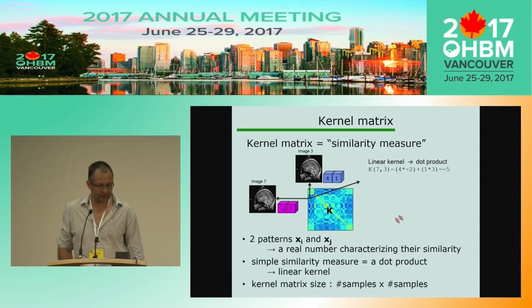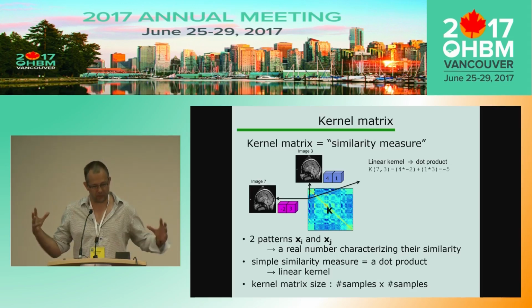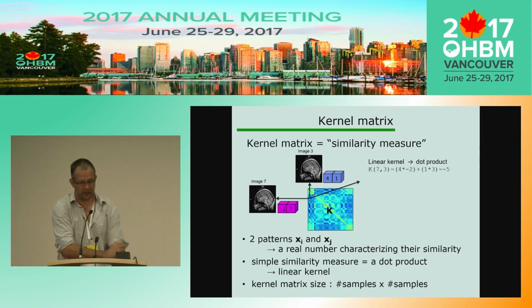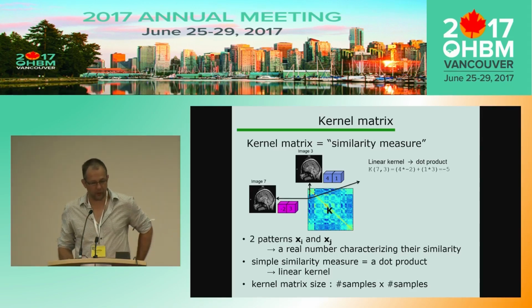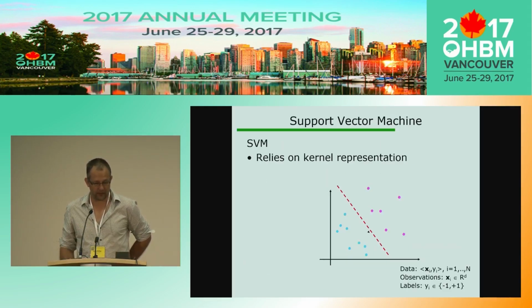And the advantage is, all in all, this kernel matrix has a size of number of samples times number of samples. So if you have 100 subjects, that kernel matrix is 100 by 100, and it's literally summarizing all your data in this 100 by 100, even if you have 10,000 voxels per subject. So it's bringing things together, and that kernel will be used by the machine to constrain the hyperplanes.